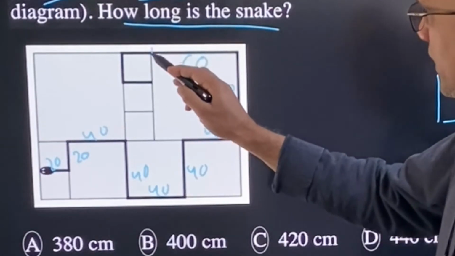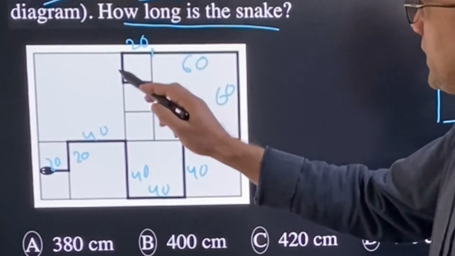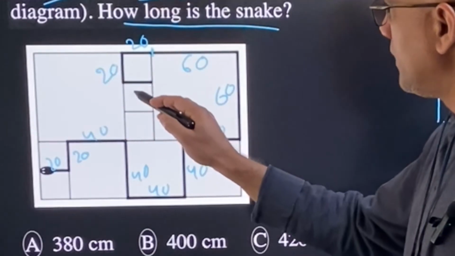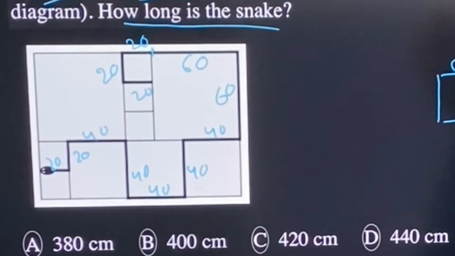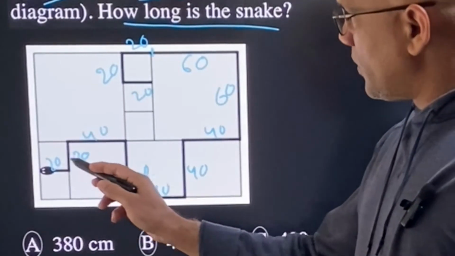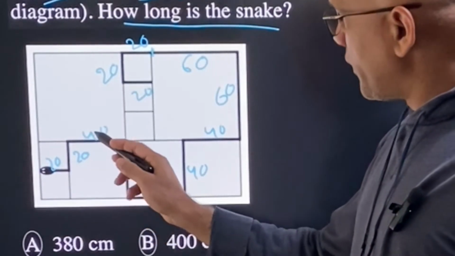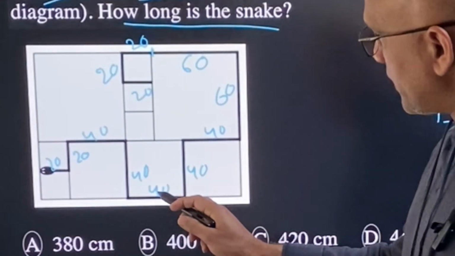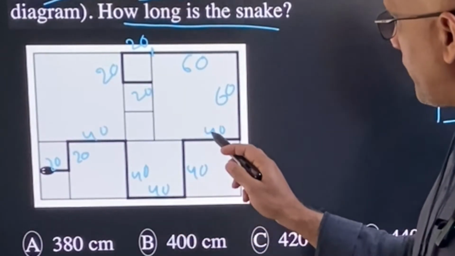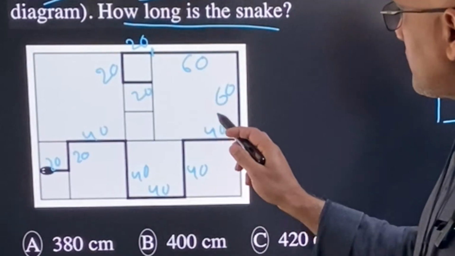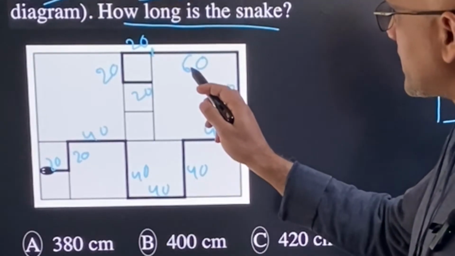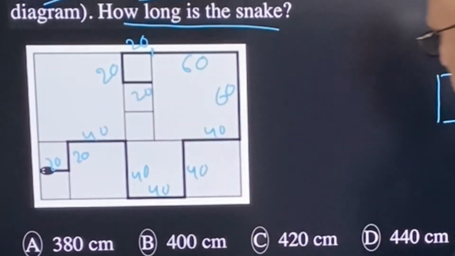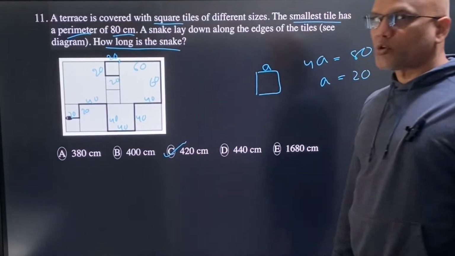So that is until here. Then this is 20. This is 20 and 20. So now if we add it up, so 20, 20, 40, 40, 80, 120, 160, 200, 240, 300, 360, 380, 400, 420. This is the correct choice.